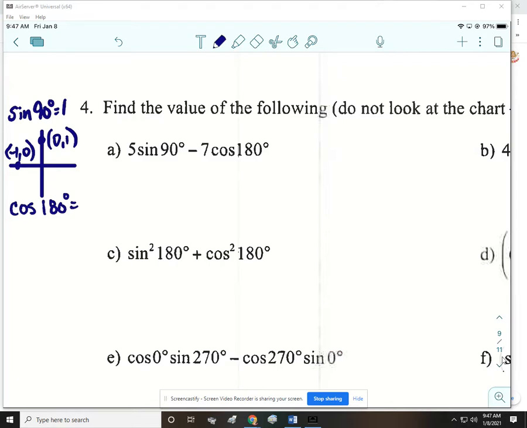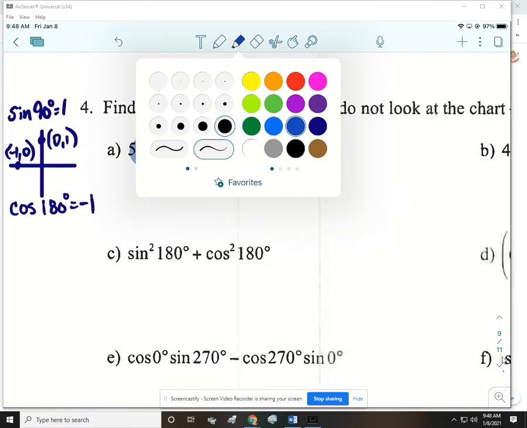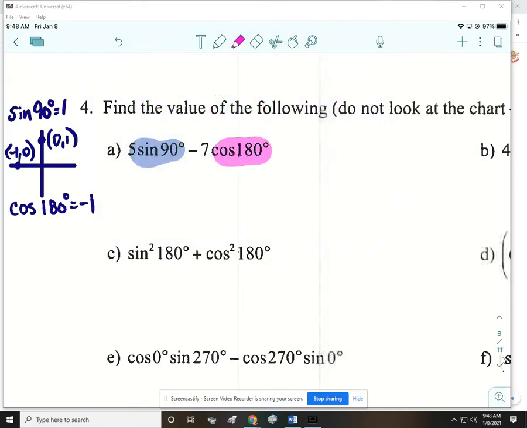For the cosine of 180 degrees, it's x over r, and x is -1. So -1 over 1 is -1. So I'm just going to put 1 in for the sine of 90 degrees, and -1 in for the cosine of 180 degrees. So we have 5 times 1 minus 7 times -1, or 5 plus 7, which is 12.